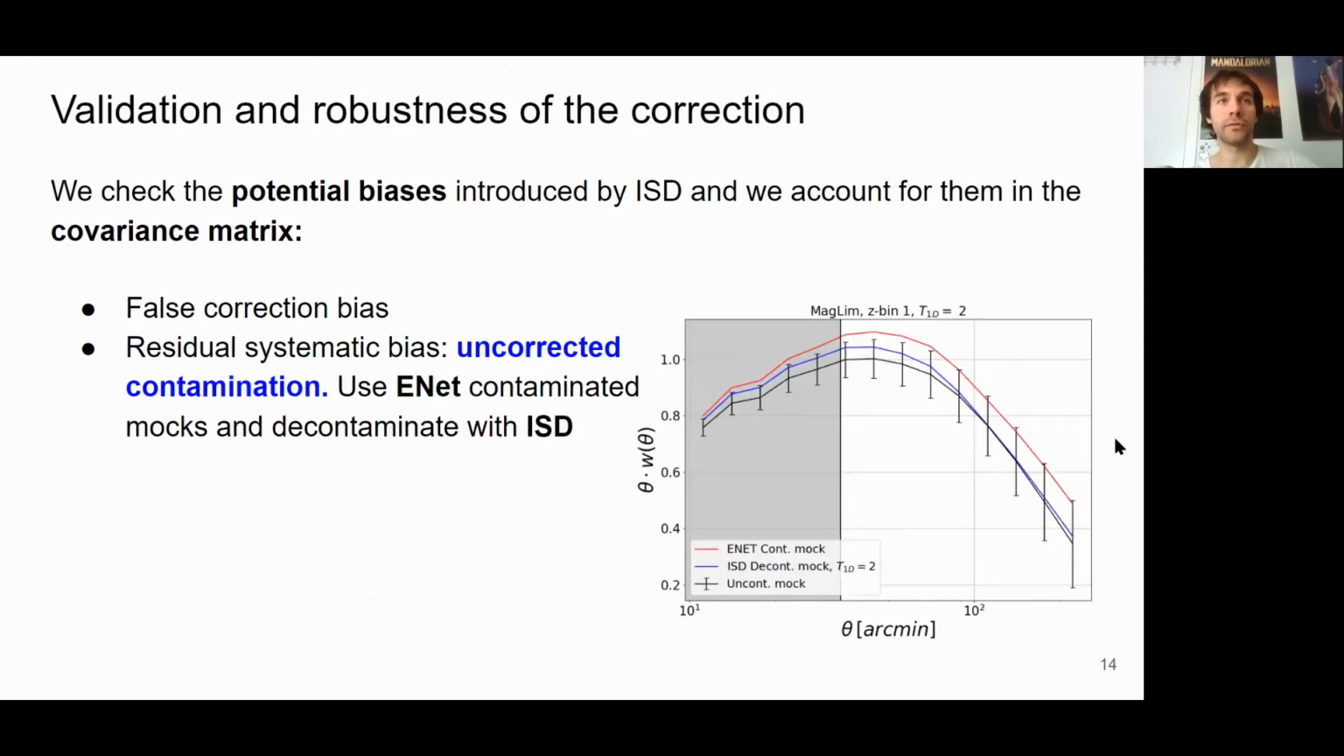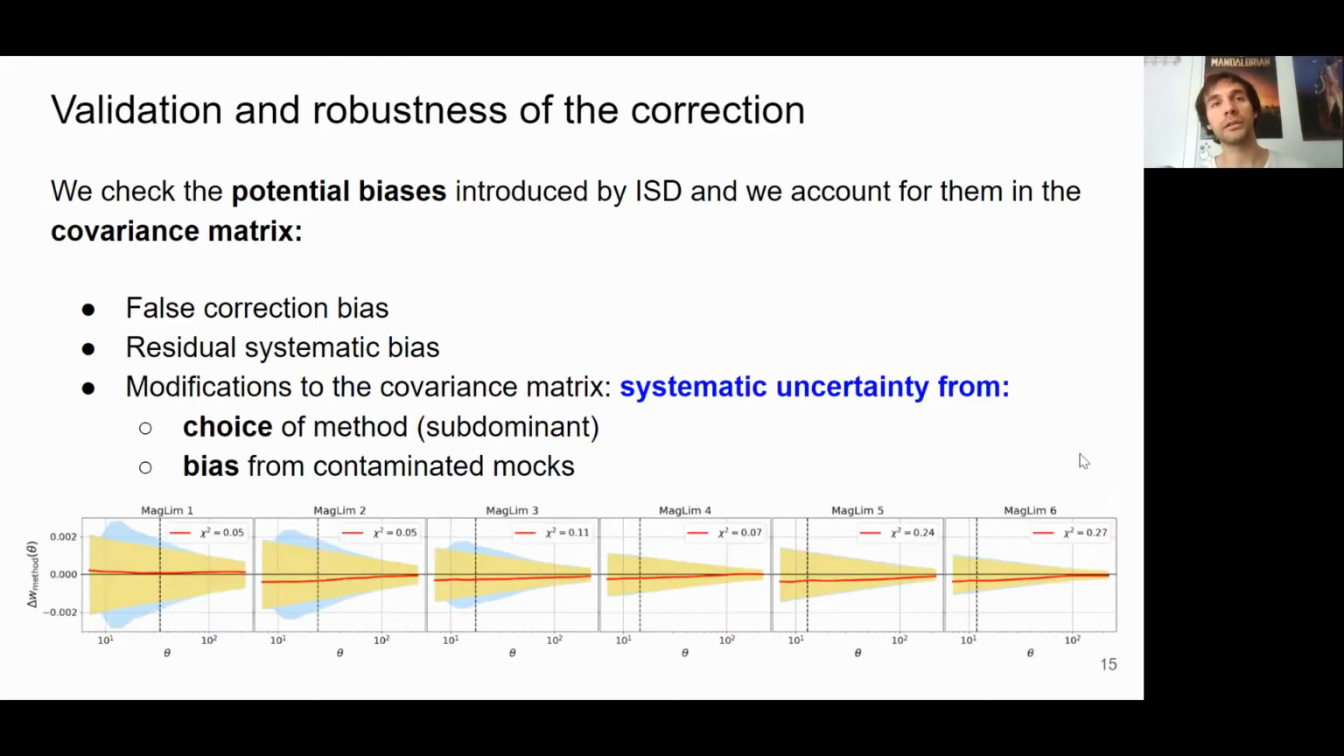The second source of bias, which is the most important one, is the residual systematic bias associated with contamination that is not properly corrected. To determine this, we use INET, and what we do is run INET on the data, obtain weights, and use the inverse of those weights as a contamination to produce mocks with contamination added. Then we run ISD on those mocks, and in this way, we determine whether both methods are sensitive to the same modes of contamination. This bias is then taken into account as a systematic contribution to the final error budget.